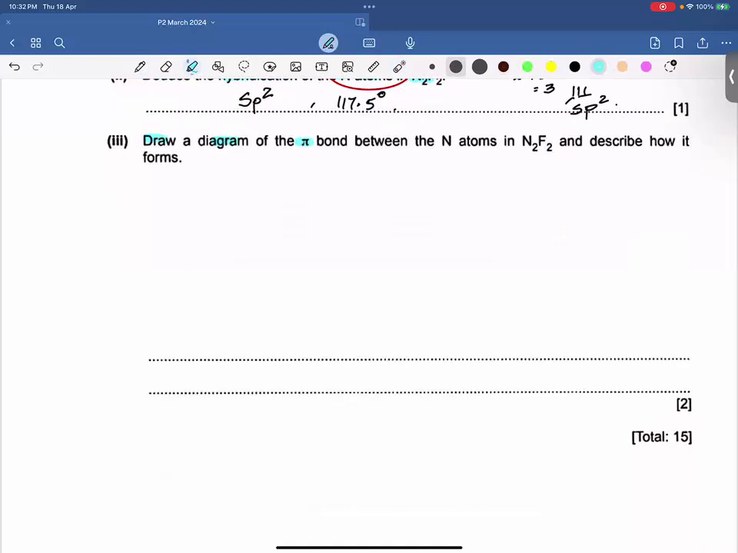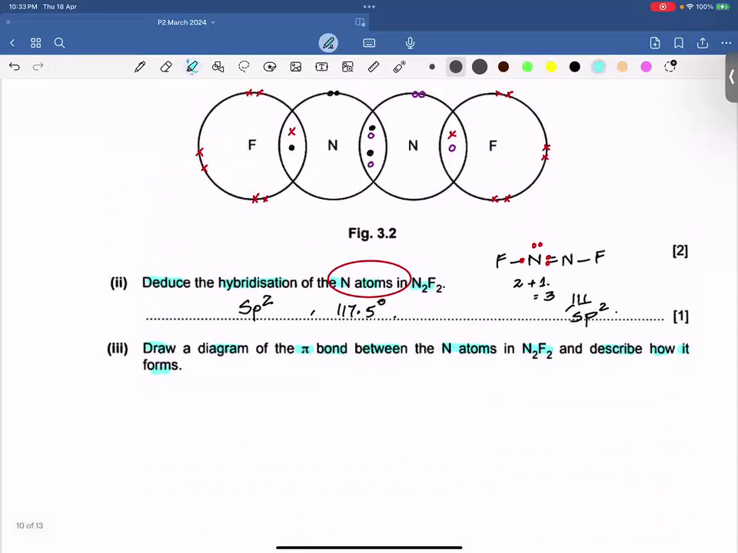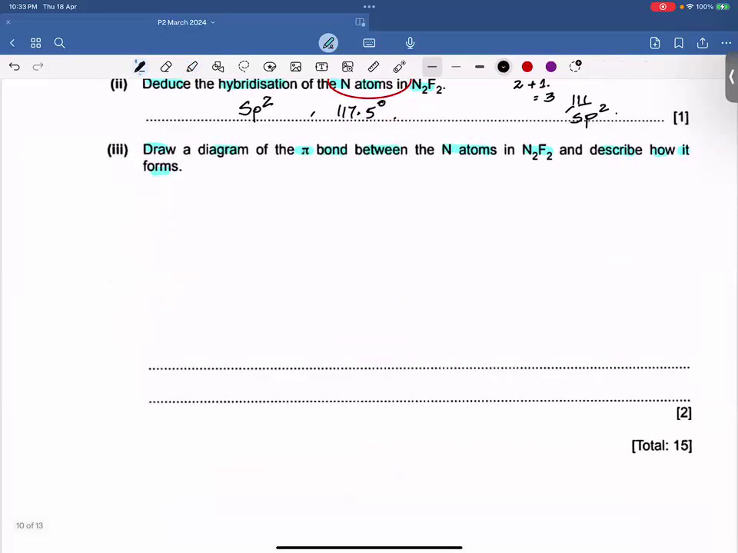Draw a diagram of the pi bond between nitrogen atoms in N2F2 and describe how it forms. I've given you ethene as an example in my lecture, because ethene contained a double bond between the carbon atoms, and here nitrogen has a double bond between the nitrogen atoms. So it doesn't make any difference really. So what we can do is we can make the nitrogen atom here. This is sigma bond. This is sigma bond. This is sigma bond. Nitrogen. This is sigma bond. This is sigma bond, right?